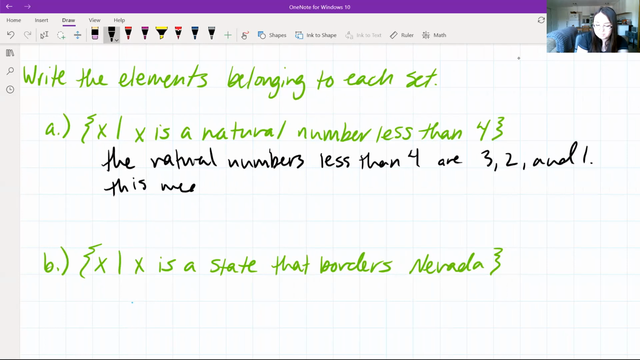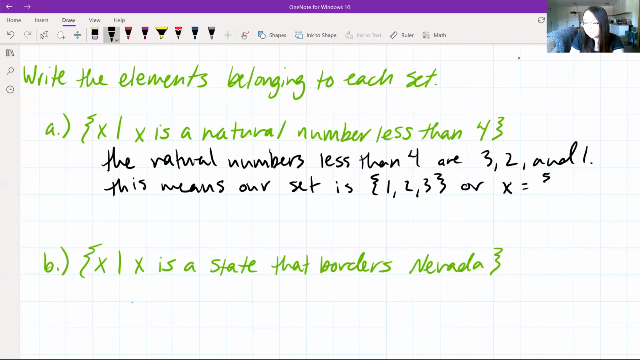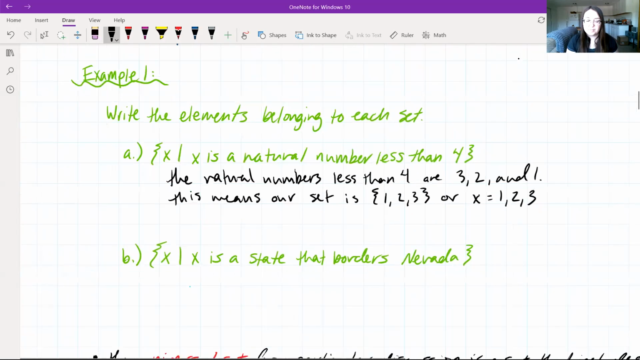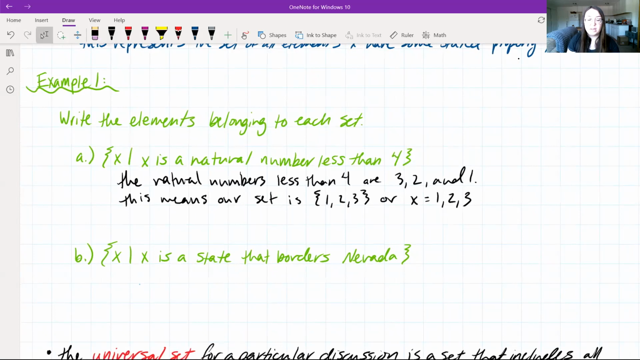This means our set is 1, 2, 3, or x is equal to the set of 1, 2, 3. Or I guess you just write them in a list. So you'd say x is 1, 2, and 3. All right. So those would be our natural numbers less than 4. So if we rewrote the set to not be in set builder notation, or just our regular set notation, it would just be 1, 2, and 3, or the set of 1, 2, and 3.